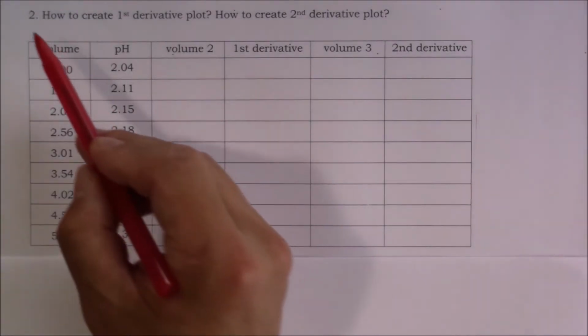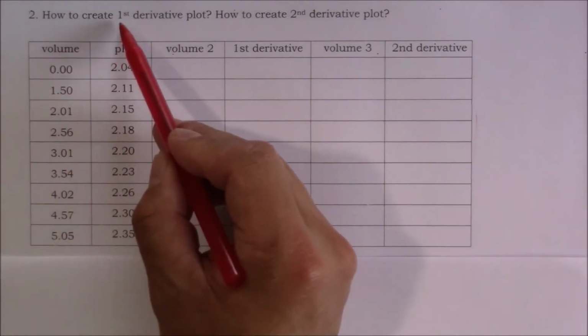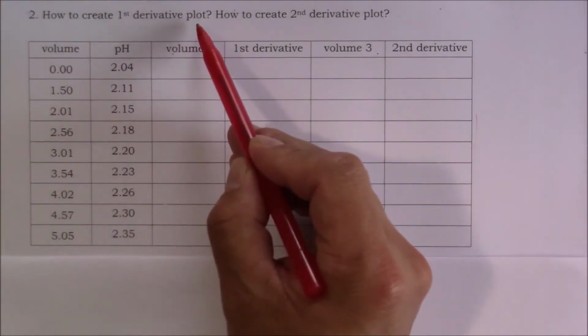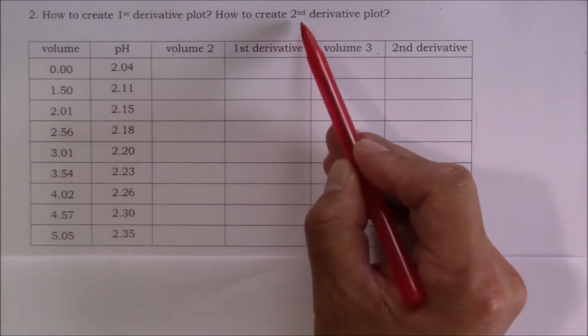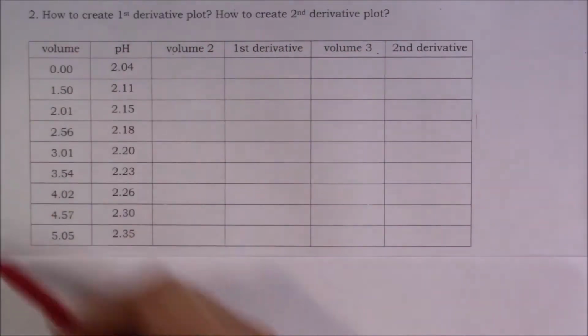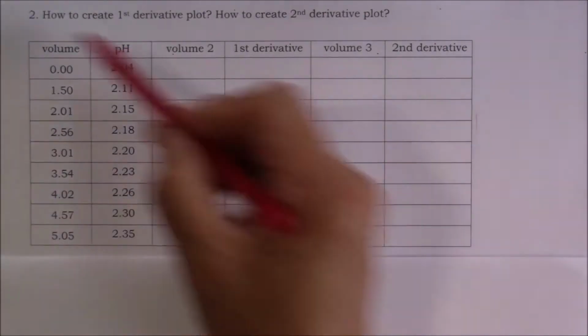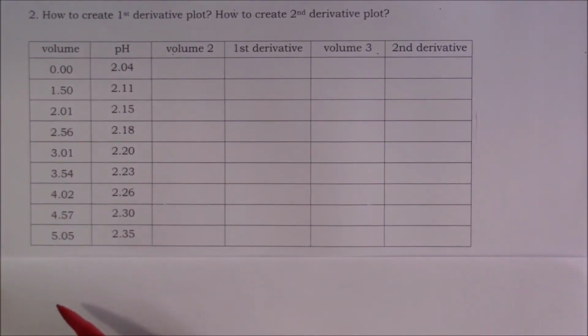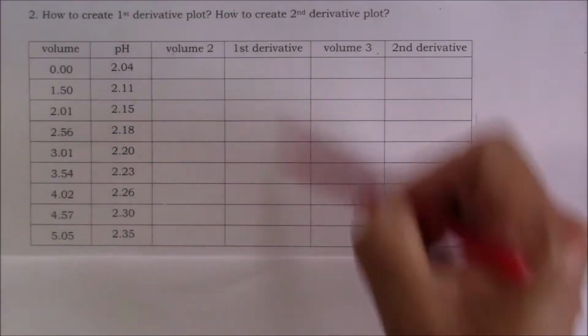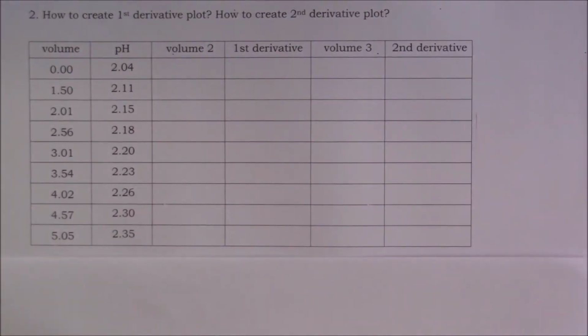Now let me explain how to create the first derivative plot and how to create the second derivative plot. These are the numbers we obtained from the experiment. We will use these numbers to calculate the answers, and we put the answers in these columns. Let me show you one by one.